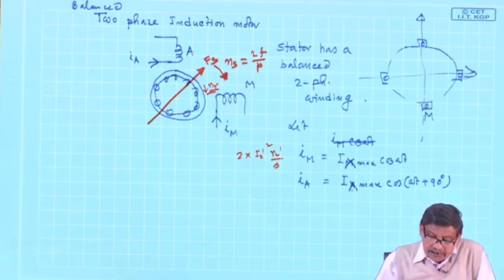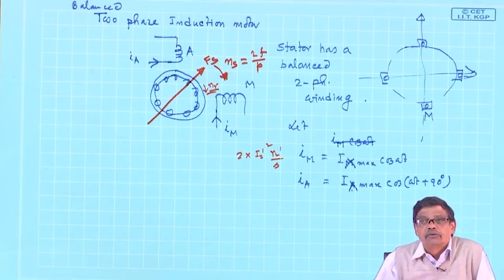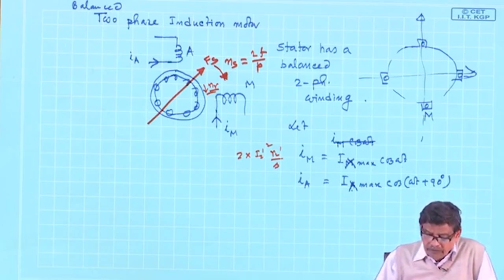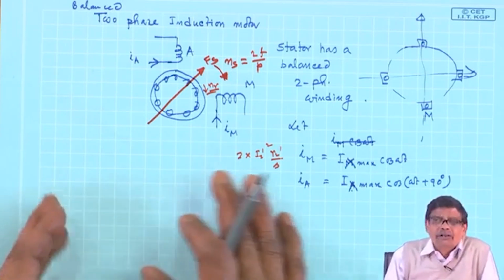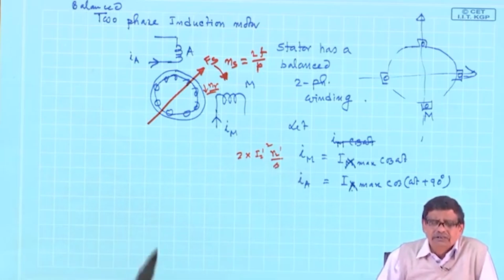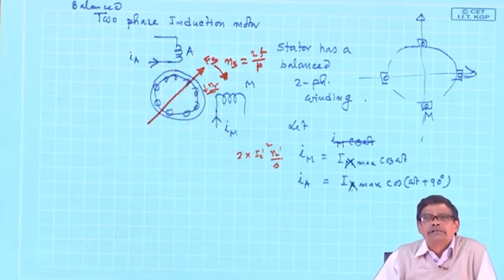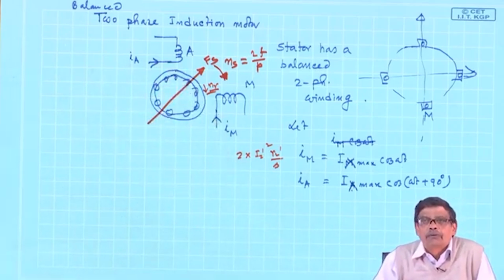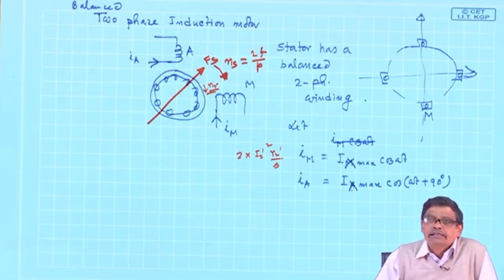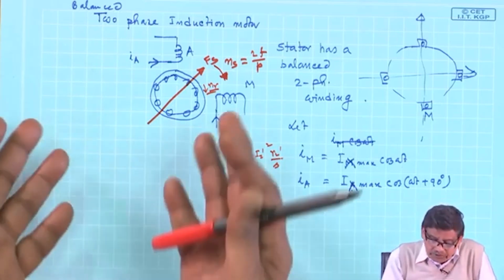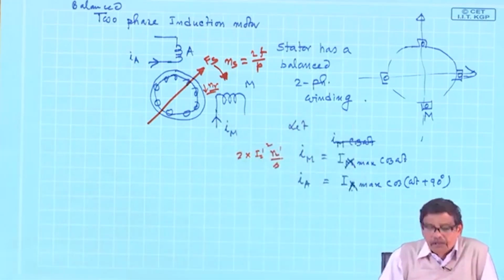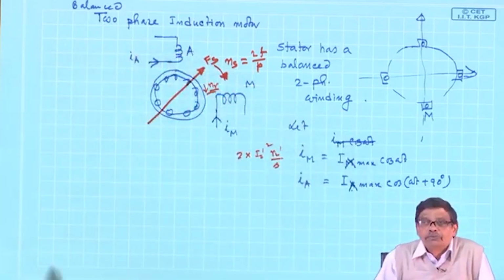It will run as a balanced 2 phase induction motor. Balanced 2 phase induction motors are not popular, I mean one can make a 2 phase induction motor, but because the supply is 3 phase, 3 phase induction motors are very popular. Suppose, fortunately or unfortunately, you have a balanced 2 phase induction motor, and you have to run it.